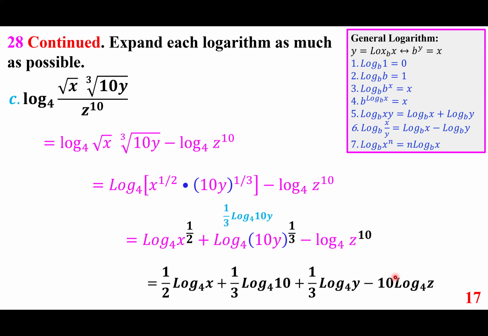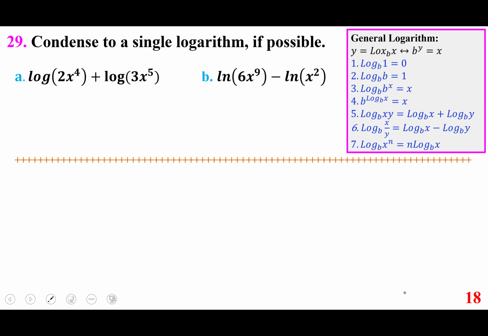Completely decomposed. So the final answer for this guy is 1/2 of log x base 4 plus 1/3 log base 4 of 10 plus 1/3 log base 4 of y minus 10 log base 4 of z. You have to mention the base somehow, somewhere. Now, let's combine them into a single log or condense them. Either way, it depends on how they use the word.